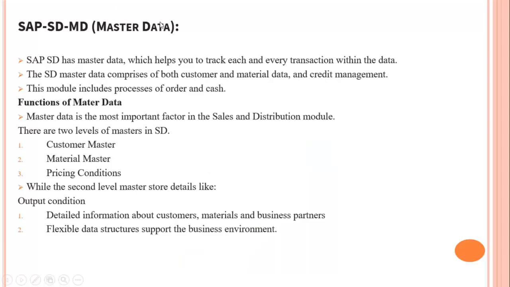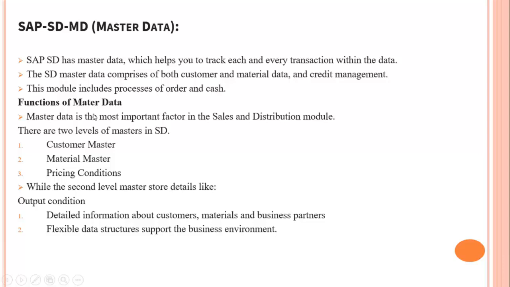The first is master data, that is also called SAP SD MD. SAP SD has master data which helps you to track each and every transaction within the data. That means the master data component helps you to keep a record of every transaction that occurs within the data. The SD master data consists of both customer and material data and credit management. This module includes processes of order and cash.